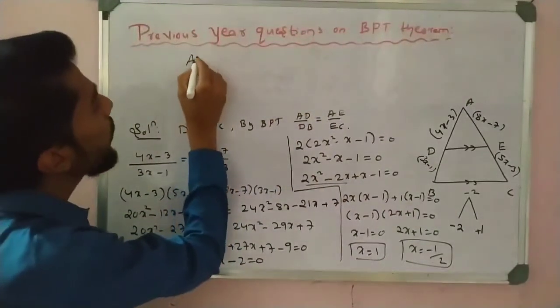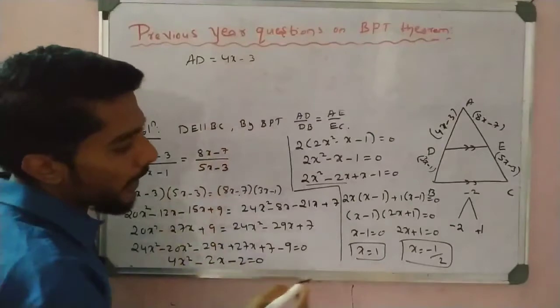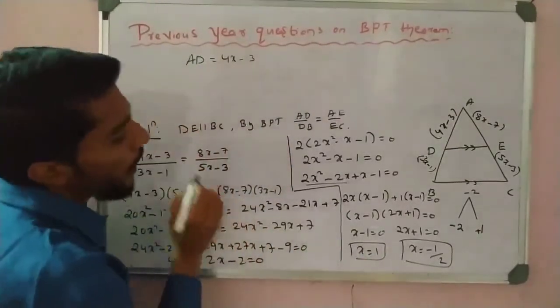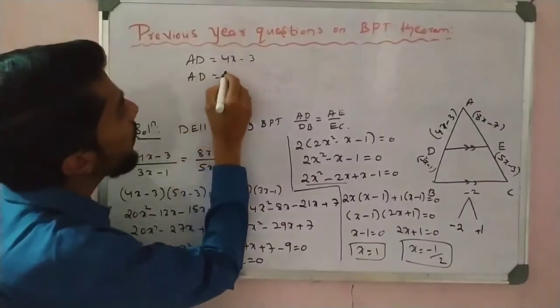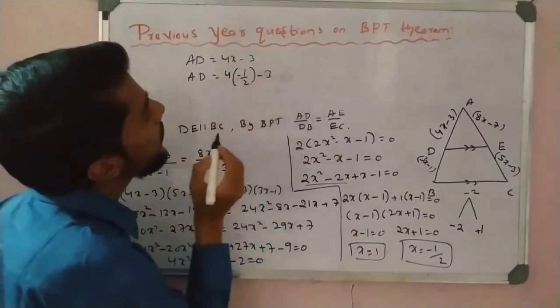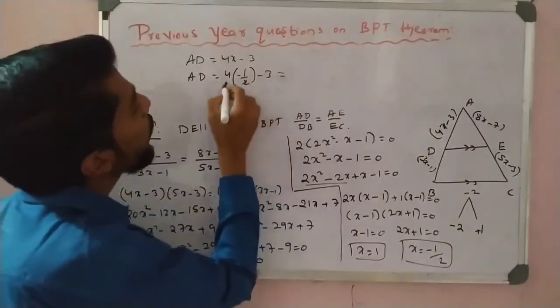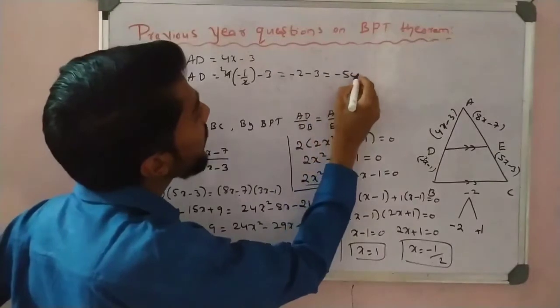So AD is equal to how much is given? AD is equal to 4x minus 3, given. Okay, if I choose, what happened? I choose first this one. AD is equal to 4 into minus 1 by 2. Okay, see here, 2 into 4, so how much? Minus 2 minus 3. So it is minus 5 centimeter.